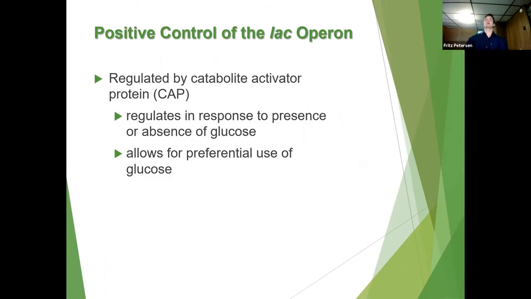It regulates in response to the presence or absence of glucose, and allows for the preferential use of glucose. Remember that I said the microbes will prefer using glucose because it's more energy efficient. Glucose can enter glycolysis without requiring as much modification as other sugars. Thus, it is more energy efficient, and cells don't like to waste energy. Therefore, when glucose is present, the genes which participate in the metabolism of other sugars are subject to catabolite repression.